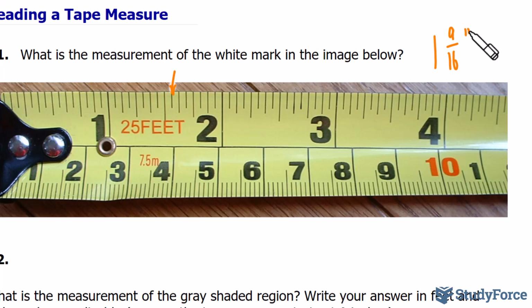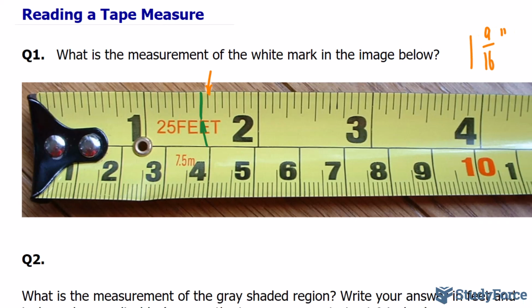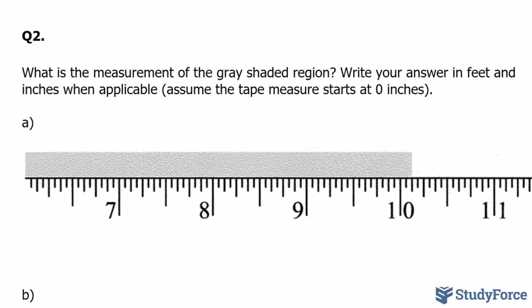Now you can quickly read this rather than reading those small tick marks by seeing that this is the halfway mark. That tick right there is the halfway mark of an inch, and it's only 1/16 more than the halfway mark. So 8/16 plus 1/16 makes 9/16 of an inch. Okay, that question was easy. Let's take a look at some more problems.